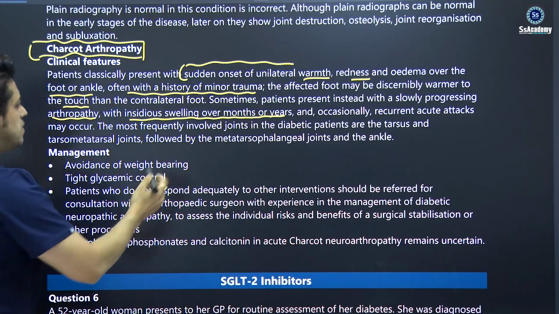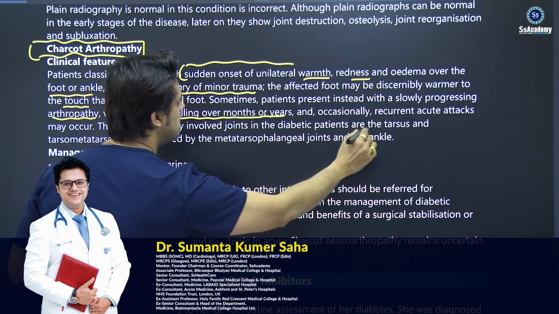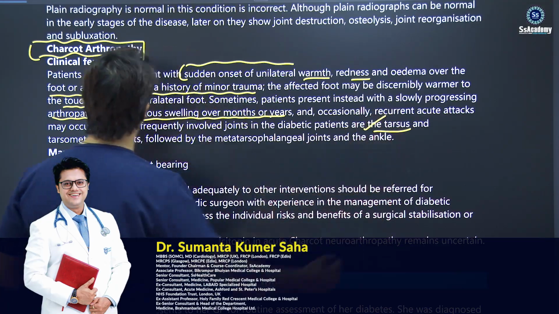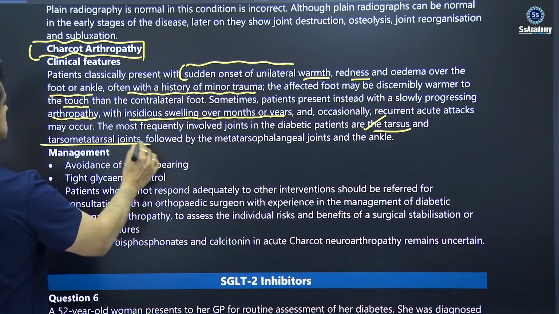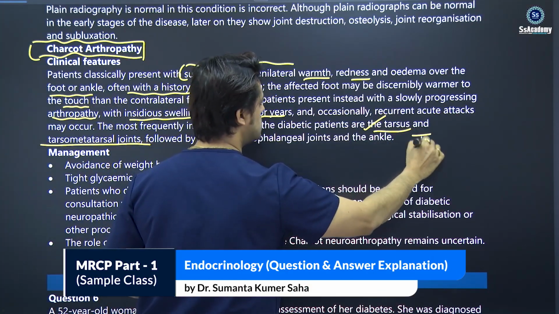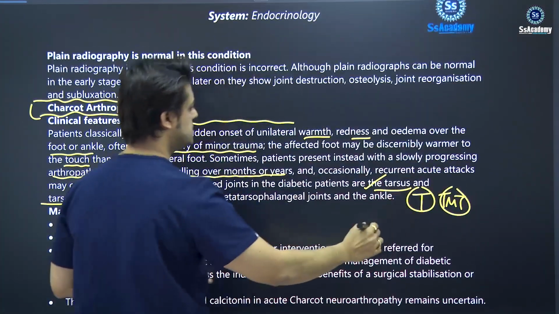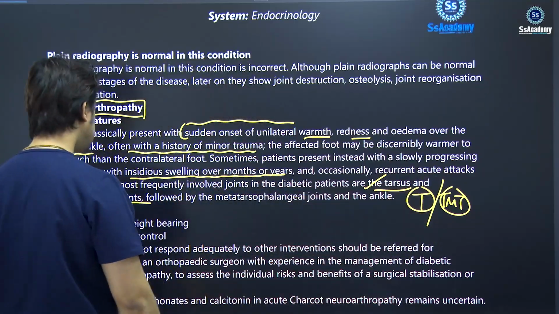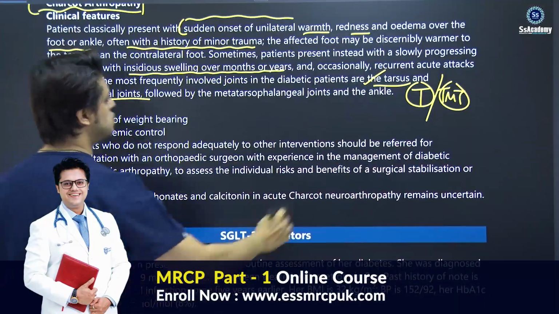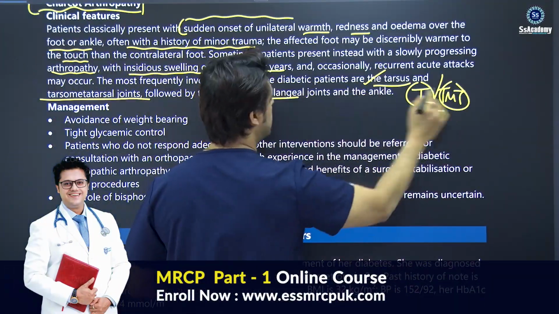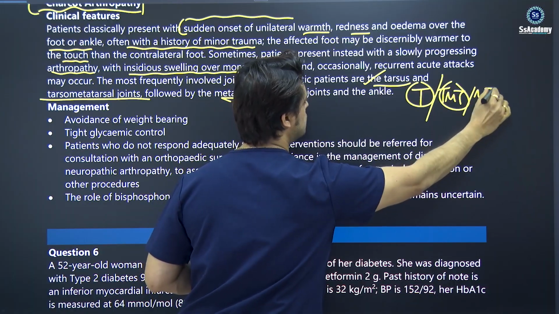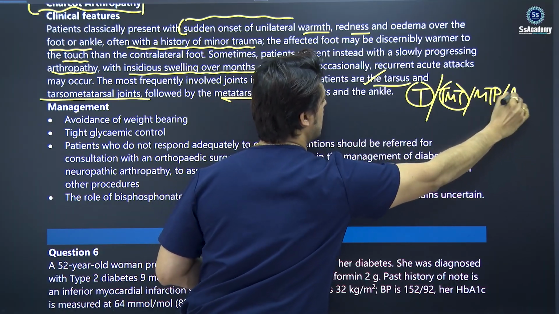The most frequently involved joints in diabetic patients are the tarsal and tarso-metatarsal joints, so you need to write that down, followed by the metatarsophalangeal joints and the ankle joints.